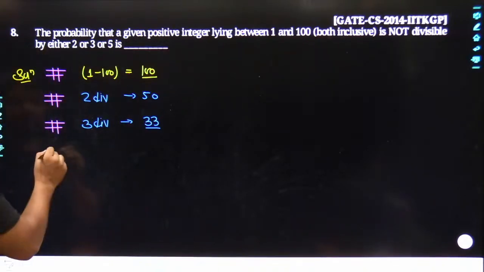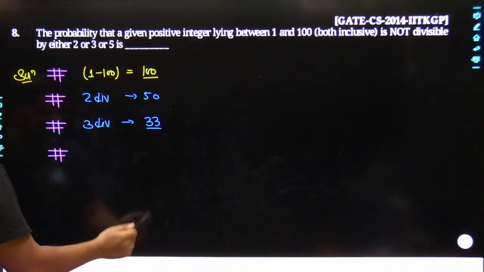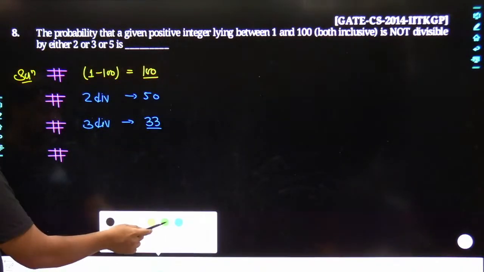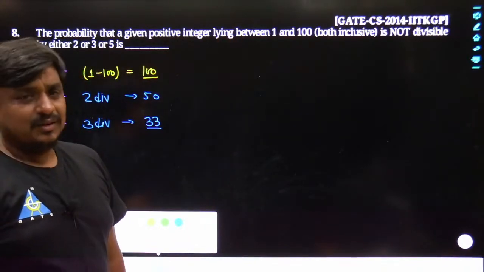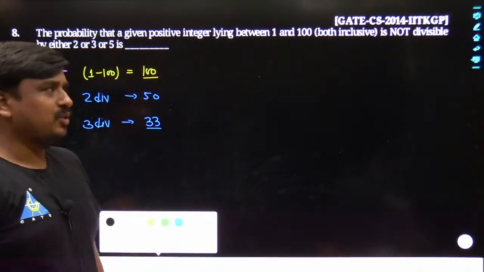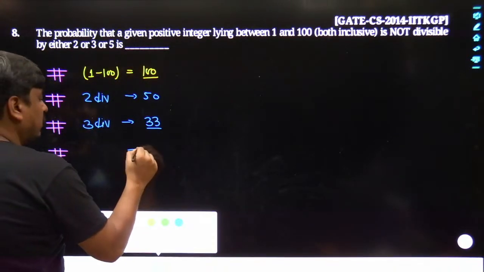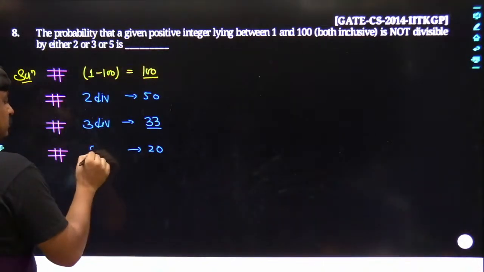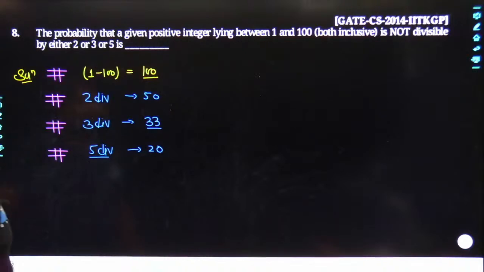Yes. And similarly, if you focus on divisibility by 5, how many numbers will you have? From 1 to 10, that's 2. Similarly, 11 to 20, that's 2, that's 4, and so on. Put together, you can say 100 divided by 5, 20 numbers you'll have.